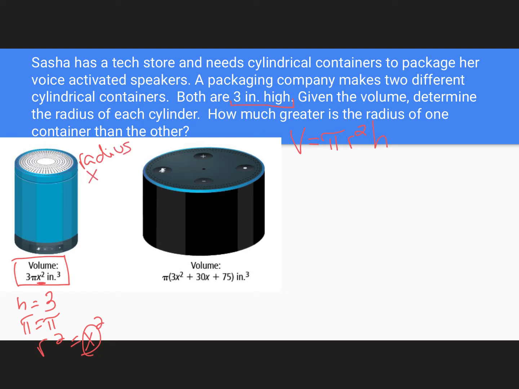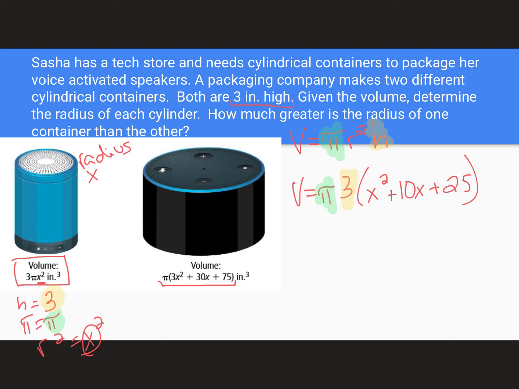The other one looks a little bit more difficult. So I know I can take out the 3 and the pi. The pi is already out, so I need to factor out the 3. So in this case, the volume equals pi times 3, the height, and then I'm left with x squared plus 10x plus 25. So we can factor this using the other methods that we've learned. Remember, I'm doing this because our h is 3, and pi, of course, is pi. Same thing over here, pi and h.